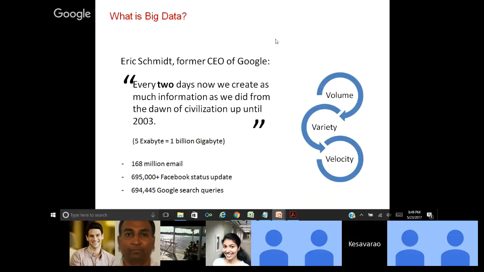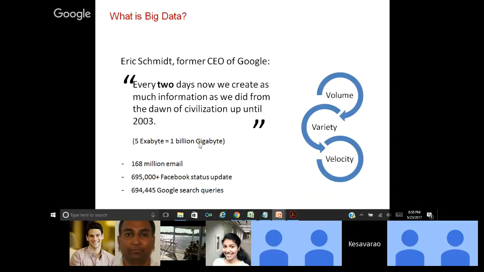Here is a very nice quote from the Google CEO: every 2 days now we create as much information as we did from the dawn of civilization up until 2003. Imagine that, until 2003, which is just 10-15 years before, how much data we accumulated in this entire world from the starting of civilization. And that much data, every 2 days now we are creating. Unimaginable, that much data growing.